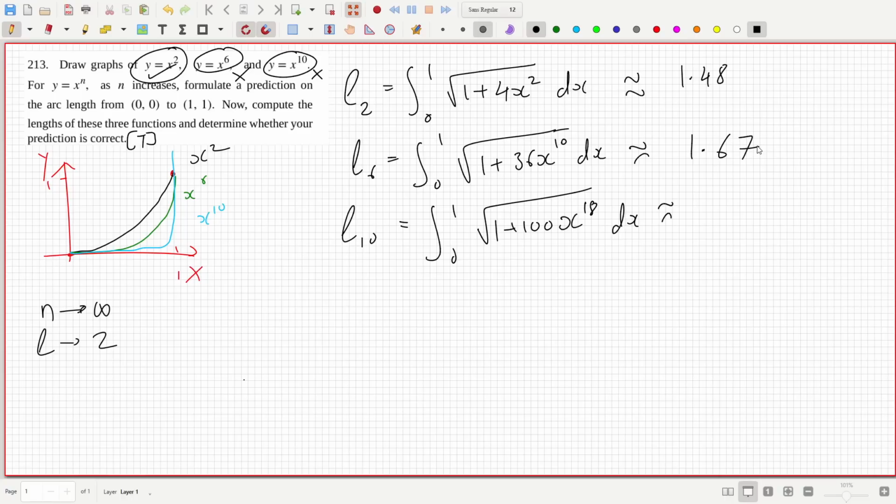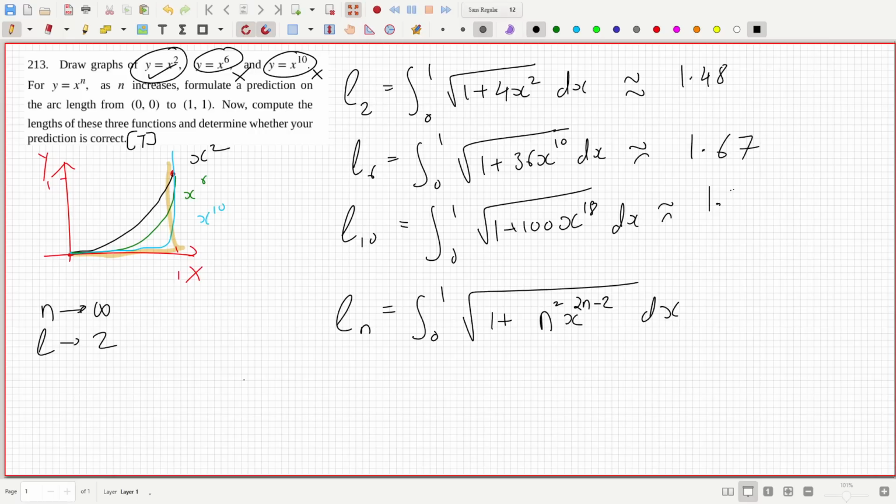So I'd imagine by the time you get to x to the power 10, we should get pretty close to 2. The graph should be really pushed right into the corner here. So we're approaching a length of 2. Now, before I go on, you can kind of see in general, the formula would look like this: 0 to 1, root 1 plus, and n is the power. So the power came down and got squared, and then the power was reduced by 1 and then squared as well. That's 1.75, by the way. So you can see it's moving towards 2.